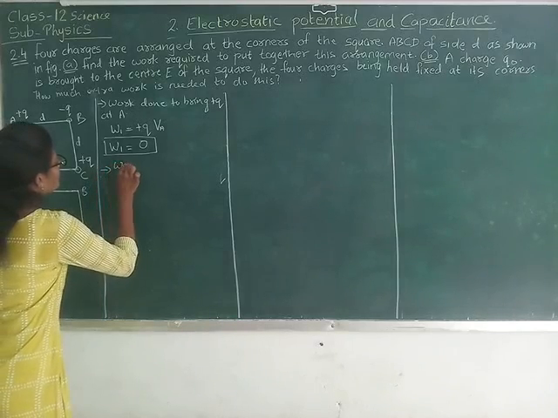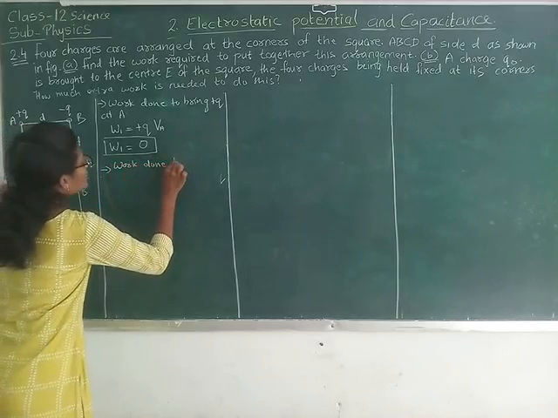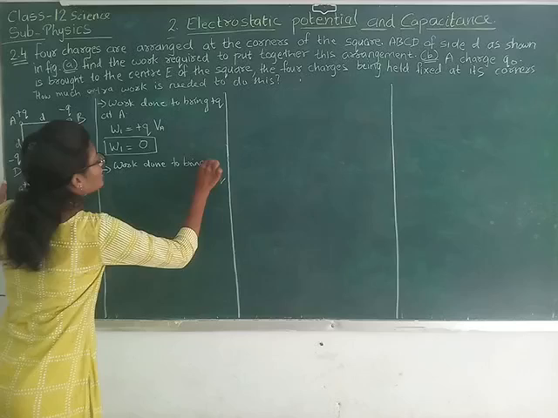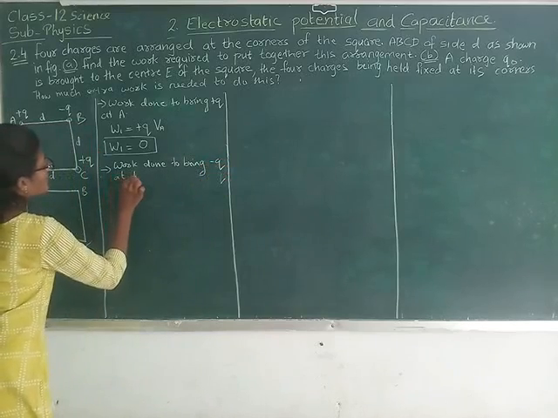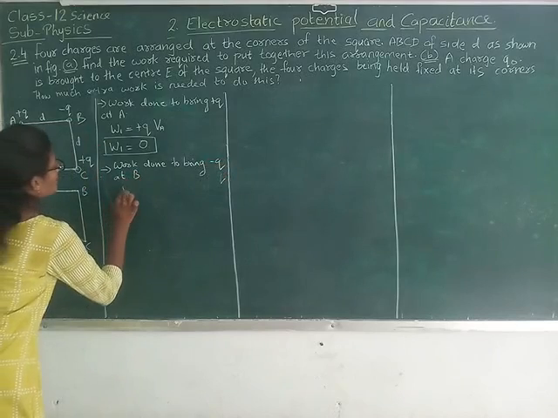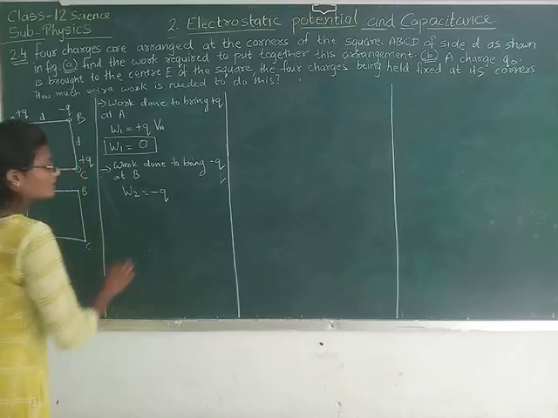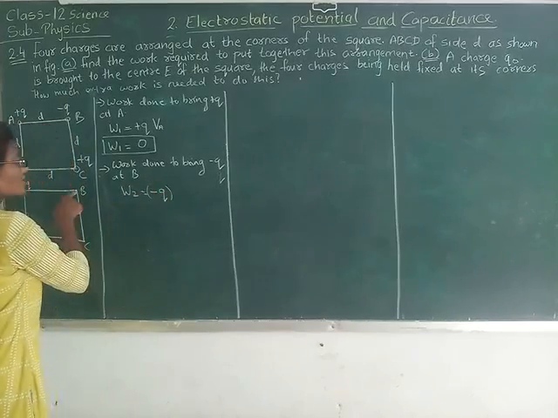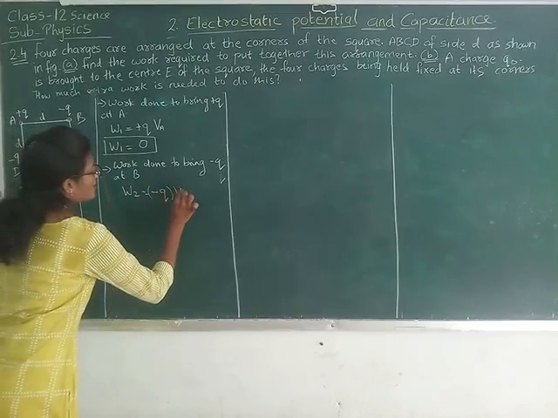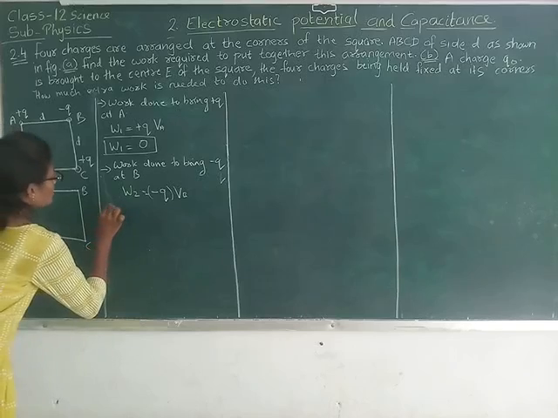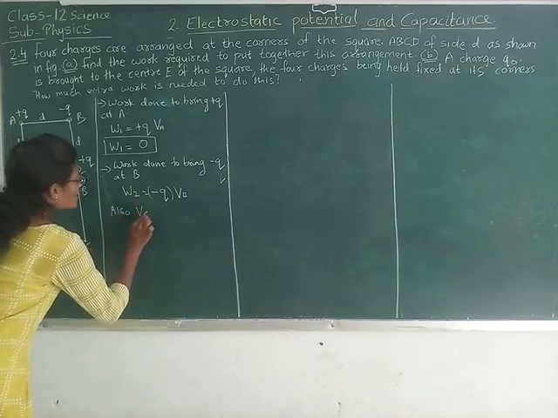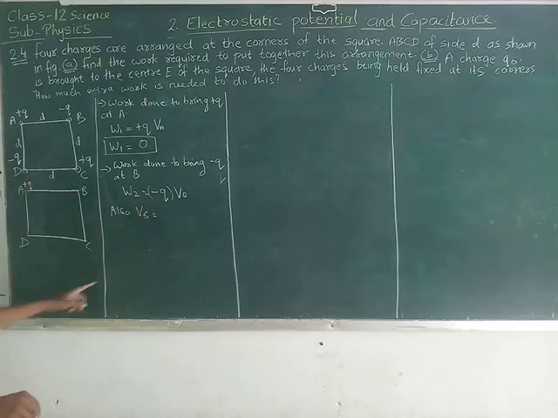So work done to bring minus Q at B, right? Let us denote it as W2. The general formula for work done is: we need to bring the minus Q charge over here at point B. So minus Q into potential at this point where we need to place this charge. So that is VB, right? So what is VB? That is the potential at B due to the charges around it. So here only one charge, plus Q, is at point A.